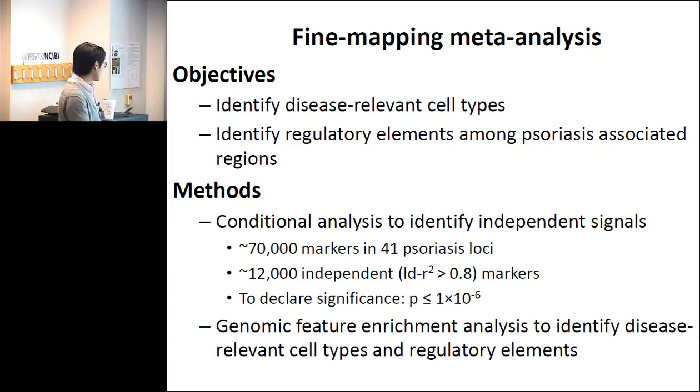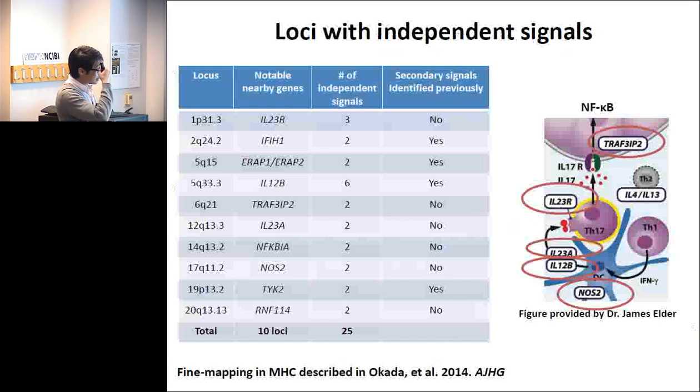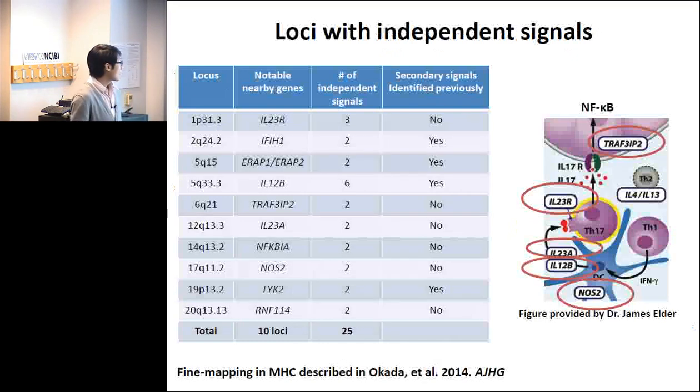Then we devise an approach to identify genomic features that are enriched among those psoriasis-associated loci, and we also include information for cell type specificity. First, we look at how many loci would harbor multiple independent signals. There are 10 different loci outside the MHC locus that harbor multiple independent signals.